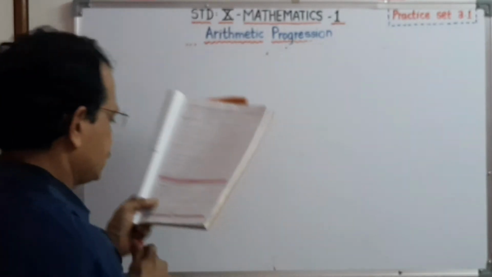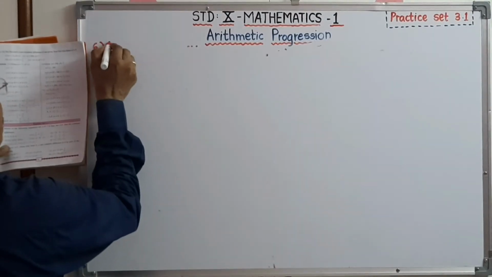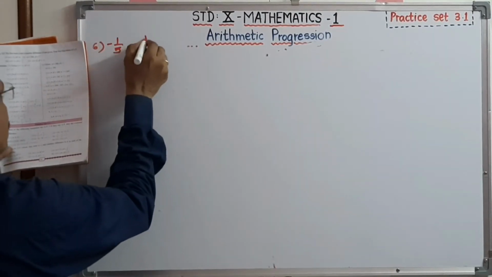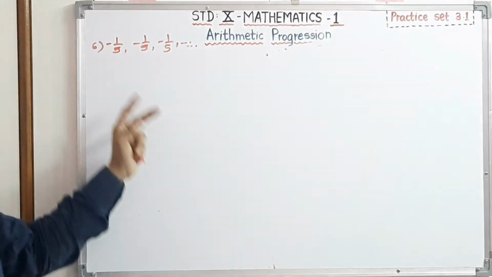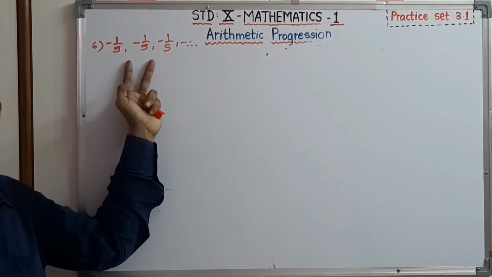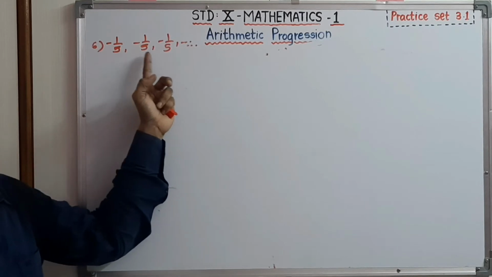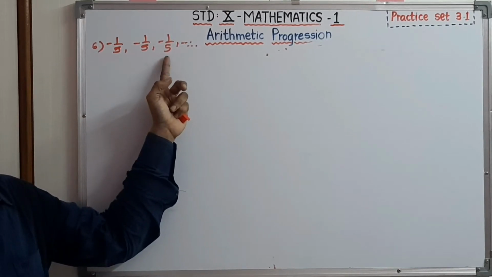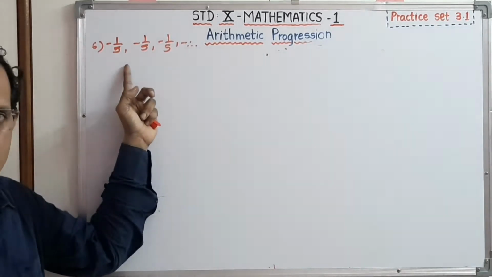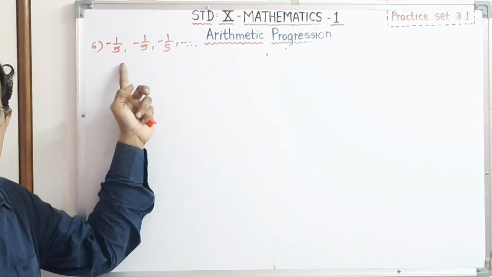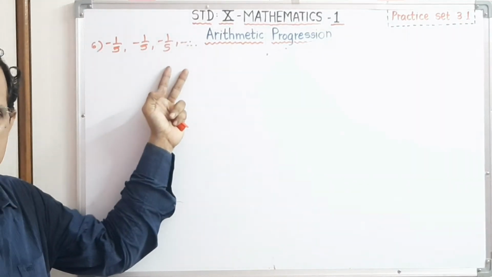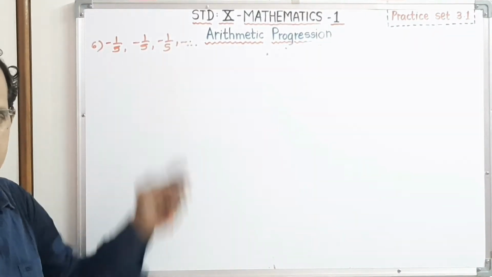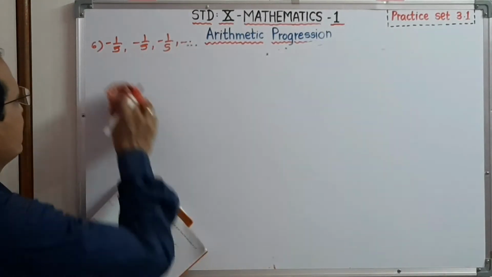See the 6th one. Minus 1 upon 5, minus 1 upon 5, minus 1 upon 5. No need to solve this. See here, each term is the same. That means the difference between two consecutive terms is 0. It remains the same and therefore this is an AP and the common difference is 0. I think you can write it very easily. Therefore, I start with the next.